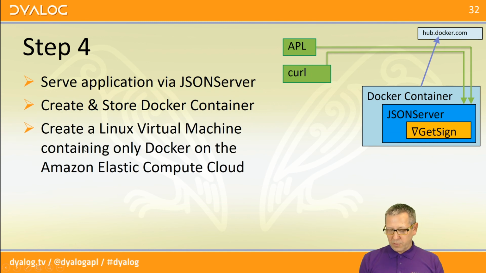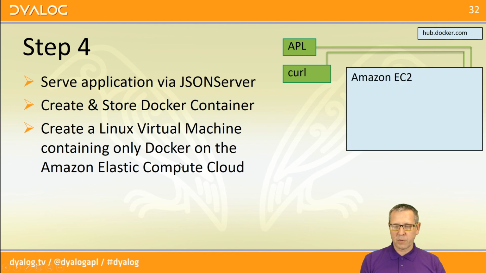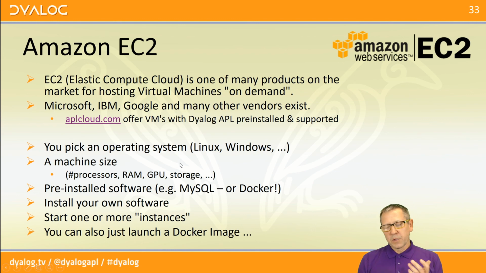The next thing we need to do is to create a Linux virtual machine containing only Docker on this Elastic Compute Cloud, Amazon EC2. So EC2, Amazon's offering, is one of a large number of products on the market for hosting virtual machines. It's very easy to get started. They give you some credit, or I guess it's just a free tier where you can play around with small machines to get started.